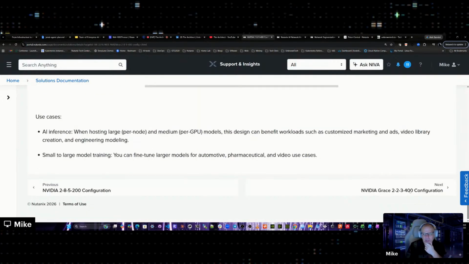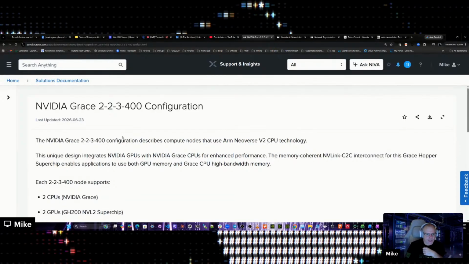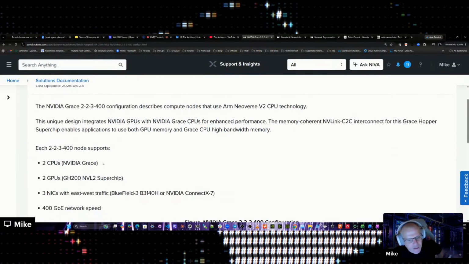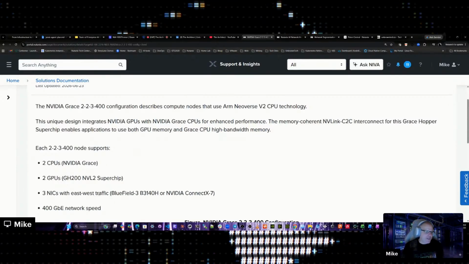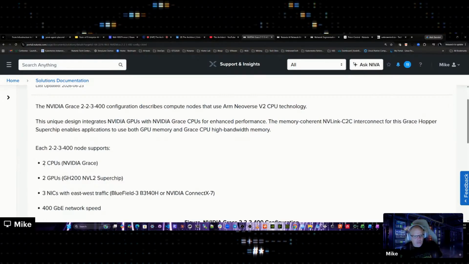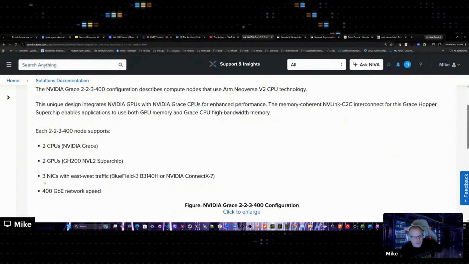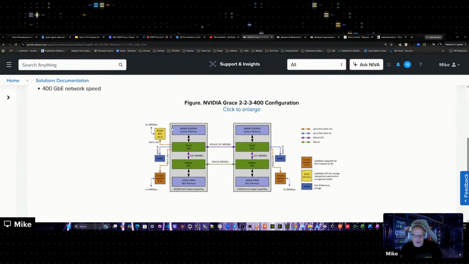Now, here's the Grace platform. This is an ARM, so this is Grace Blackwell. Okay. So this basically has the NVL2 GH200 superchip. All right. So 2 ARM CPUs, 2 GPUs, 3 NICs, 400 gig east-west networking. So this is the platform here. And this will also contain a B3220 for your storage connectivity.